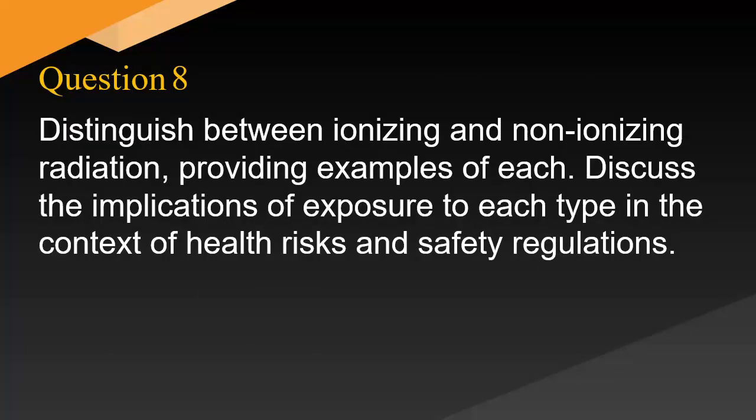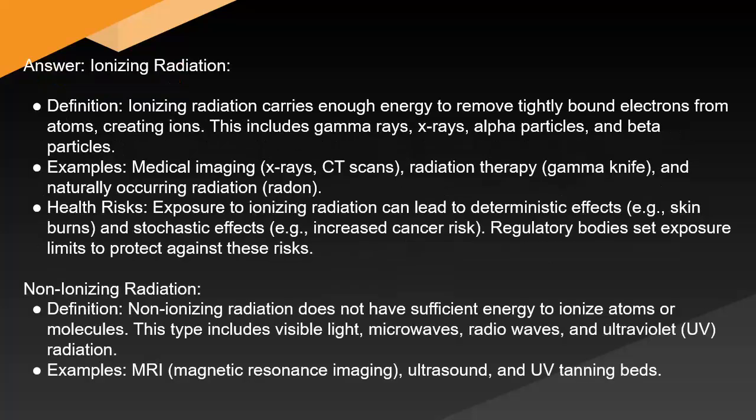Distinguish between ionizing and non-ionizing radiation, providing examples of each. Discuss the implications of exposure to each type in the context of health risks and safety regulations. Answer: ionizing radiation. Definition: ionizing radiation carries enough energy to remove tightly bound electrons from atoms, creating ions.